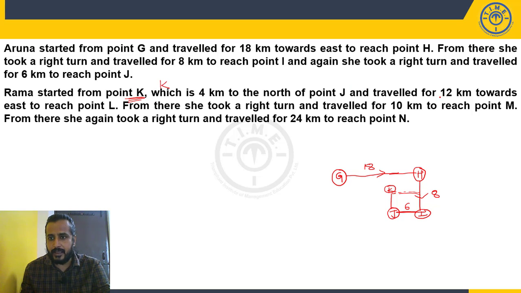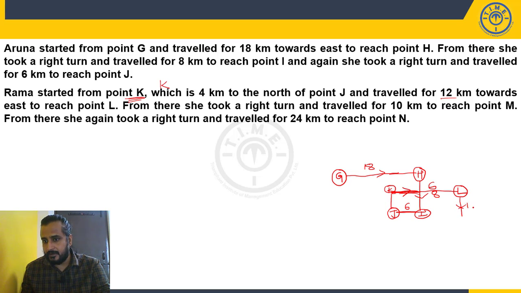Rama started from point K and traveled 12 kilometers towards east. So again from this point towards east, the right hand side, till here 6 kilometers, so more 6 kilometers to reach point L. From there, she took a right turn. While moving east, the right hand side will be south. She traveled 10 kilometers to reach point M. If she travels from this point towards the right, it is nothing but south.